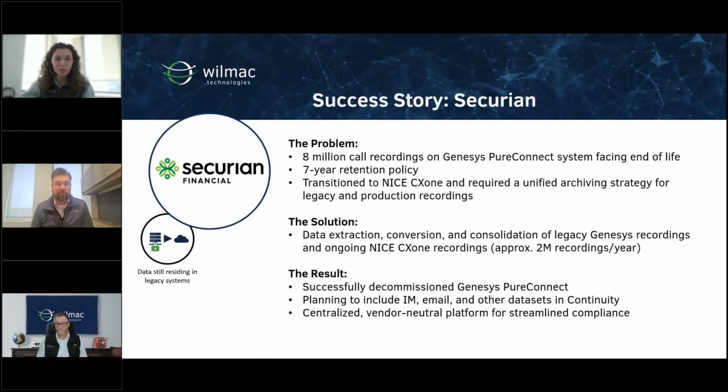Great. Thanks for digging into that story, Charlie. It's a really prevalent issue when you transition technology. What do you do with the old stuff? Like you said, you talk about the technology transition. What about the data transition?